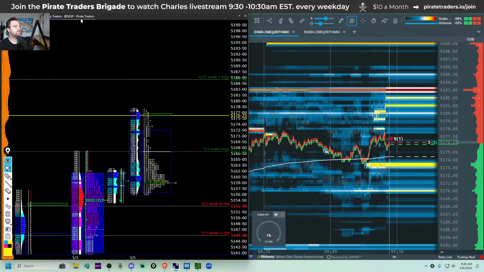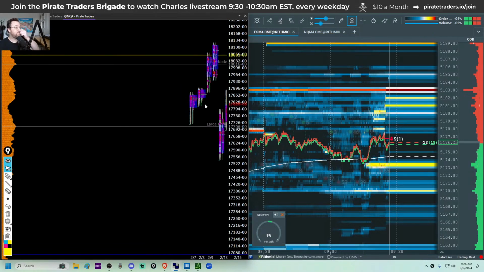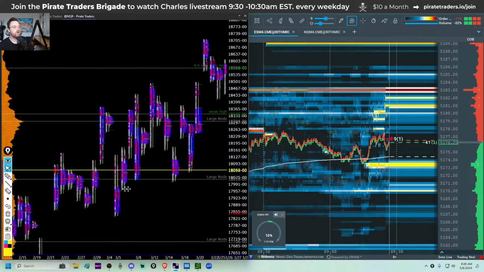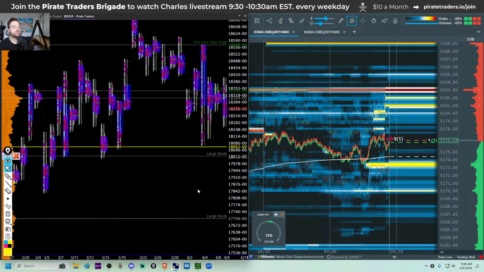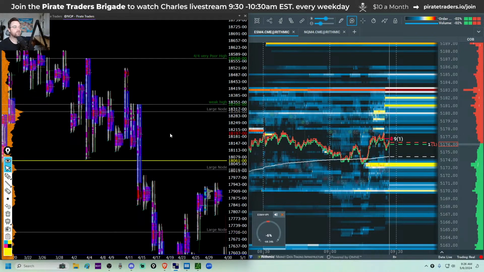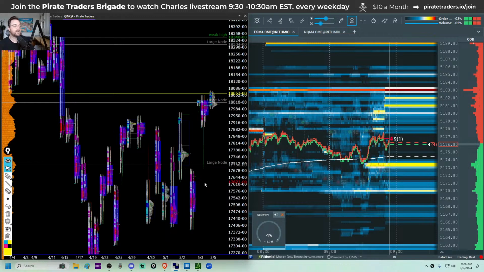So let's take a look at the market profile chart for some specific levels. Generally, when I'm looking at the NQ on the market profile chart, the main focus that I use are large nodes on the cumulative profile, because it does tend to dance between them. Get to a large node, bounce around for a while, move to the next one.